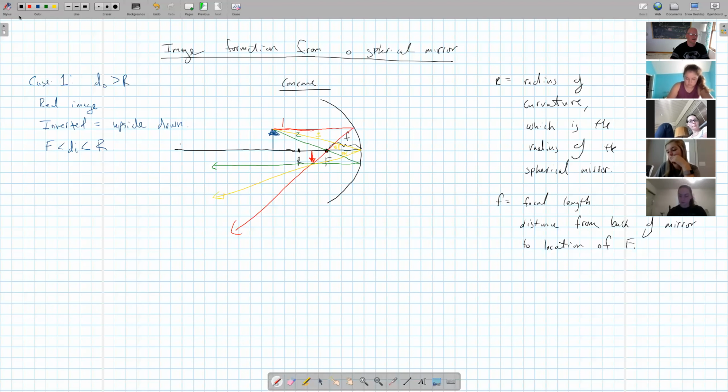So let's write down some things. So the distance from the location of the object to the back of the mirror, this is what we call the object distance. So the object distance then is equal to the distance from object to back of the mirror.